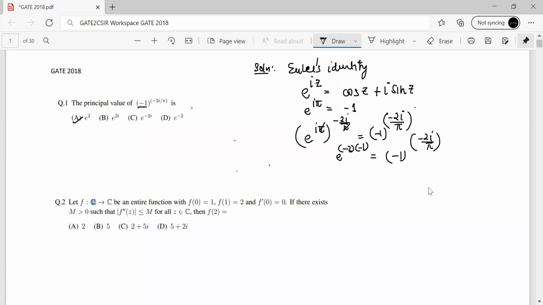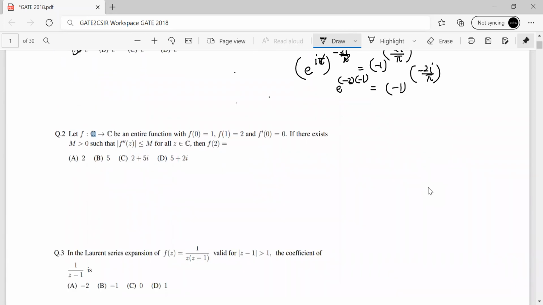All right, now let's solve this one. Question number 2. What is there in question number 2? You are given an entire function with f(0) = 1, f(1) = 2, f'(0) = 0, and it says that there exists m such that the second derivative is bounded. Then what is f(2)?